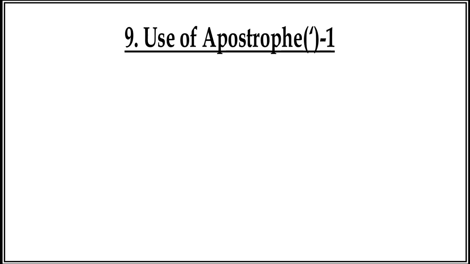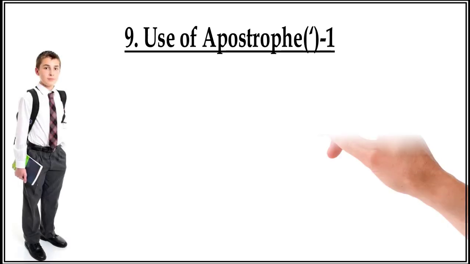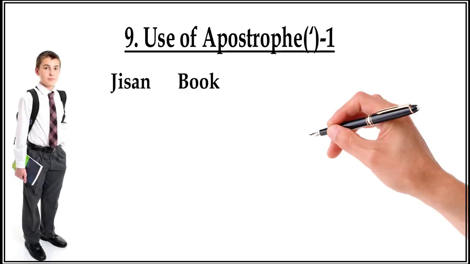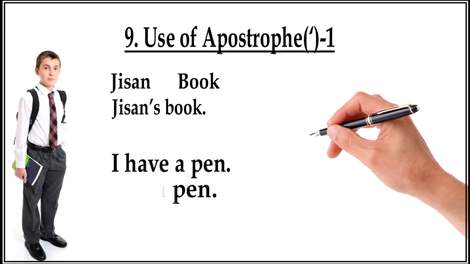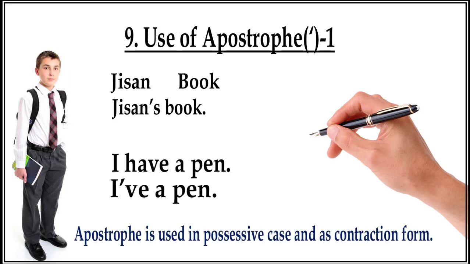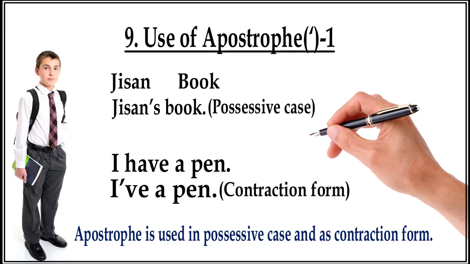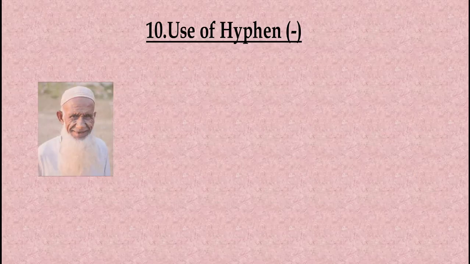Use of apostrophe. Jisan book, Jisan's book. I have a pen, I've a pen. Apostrophe is used in a possessive case and as a contraction form. Jisan's book is a possessive case and I've a pen is a contraction form.